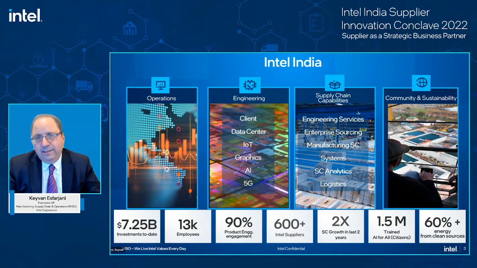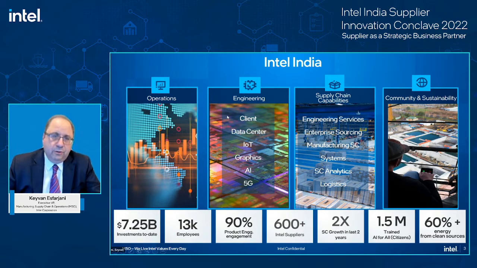And last but not least, it all comes down to people, right? None of these innovations, these capabilities that Intel product innovation really rides on the back of, happens by itself. It's really the training and the innovation of our team members, of more than 1.5 million trained AI for all of our citizens over there, is something that we are also strongly standing behind. So the message really is, India is a critical location for Intel, and it's a big part of our strategy moving forward.